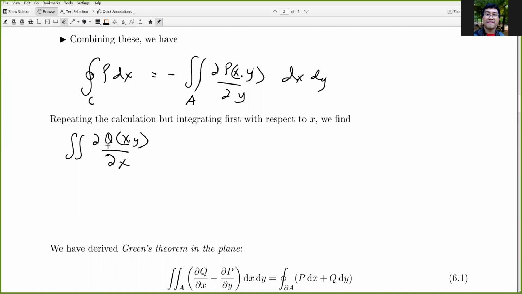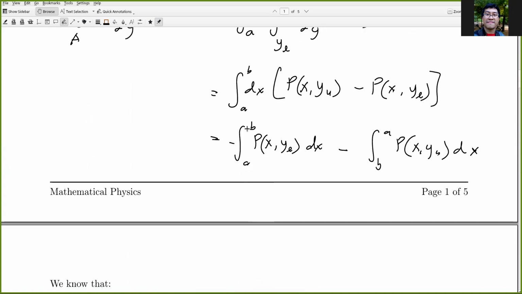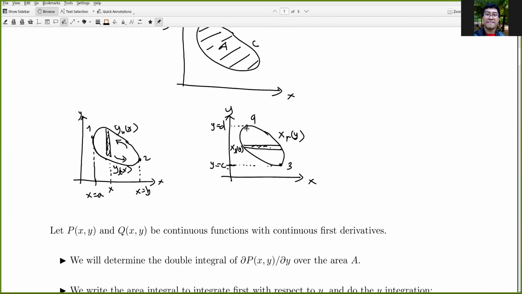With respect to x, we take the partial derivative of Q with respect to x. This one, we take the partial derivative of P with respect to y. dx dy, we'll do dx first, so we'll put dy here, and dy would be integrated from c to d. So here from c to d.